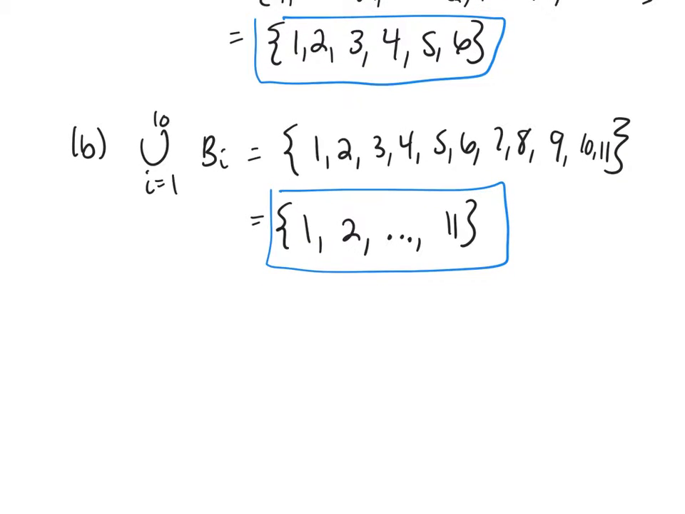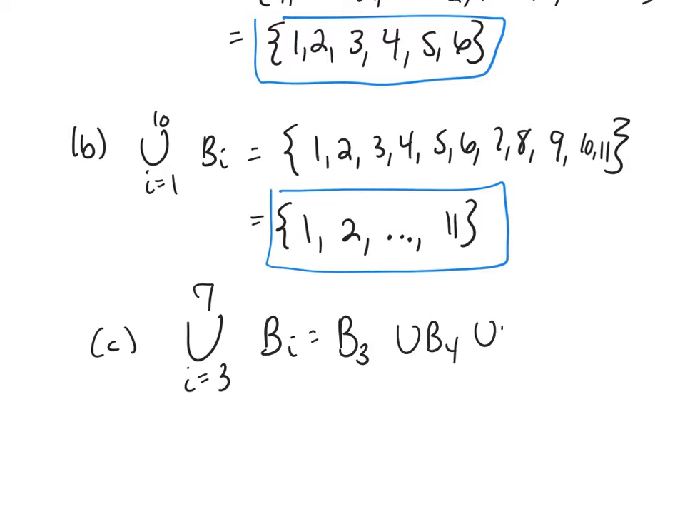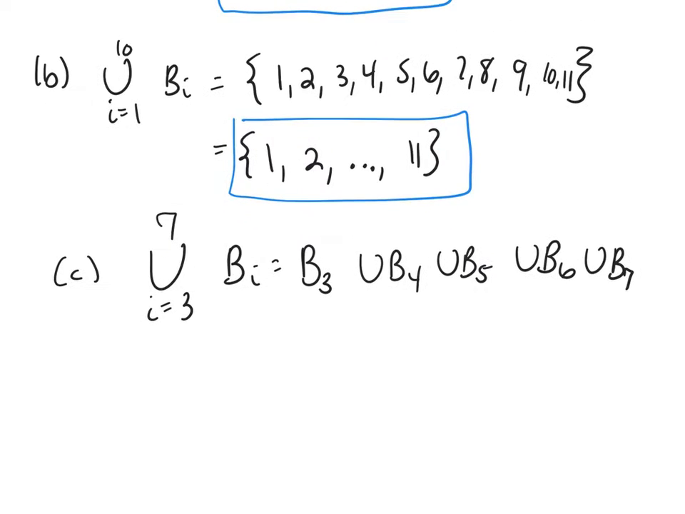All right, what if I ask you for the union from i equals 3 to 7 of Bi? So what are we taking the union of? B3, B4, B5, B6, and B7. B3 will have the numbers 3 and 4 in it. B4 will have 4 and 5, then 5 and 6, 6 and 7, 7 and 8.